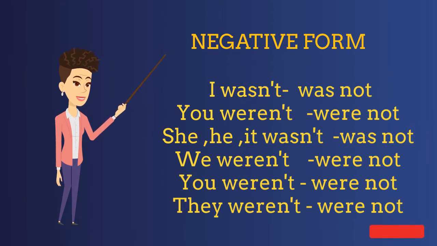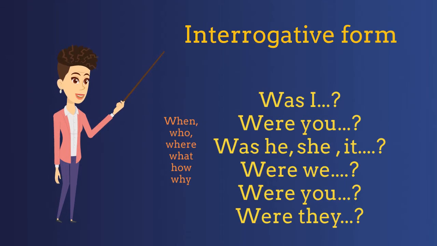This is the interrogative form. As you can see, the verb is placed before the subject in interrogative sentences. Was I? Were you? Was he, was she, was it? Were we? Were you? Were they?